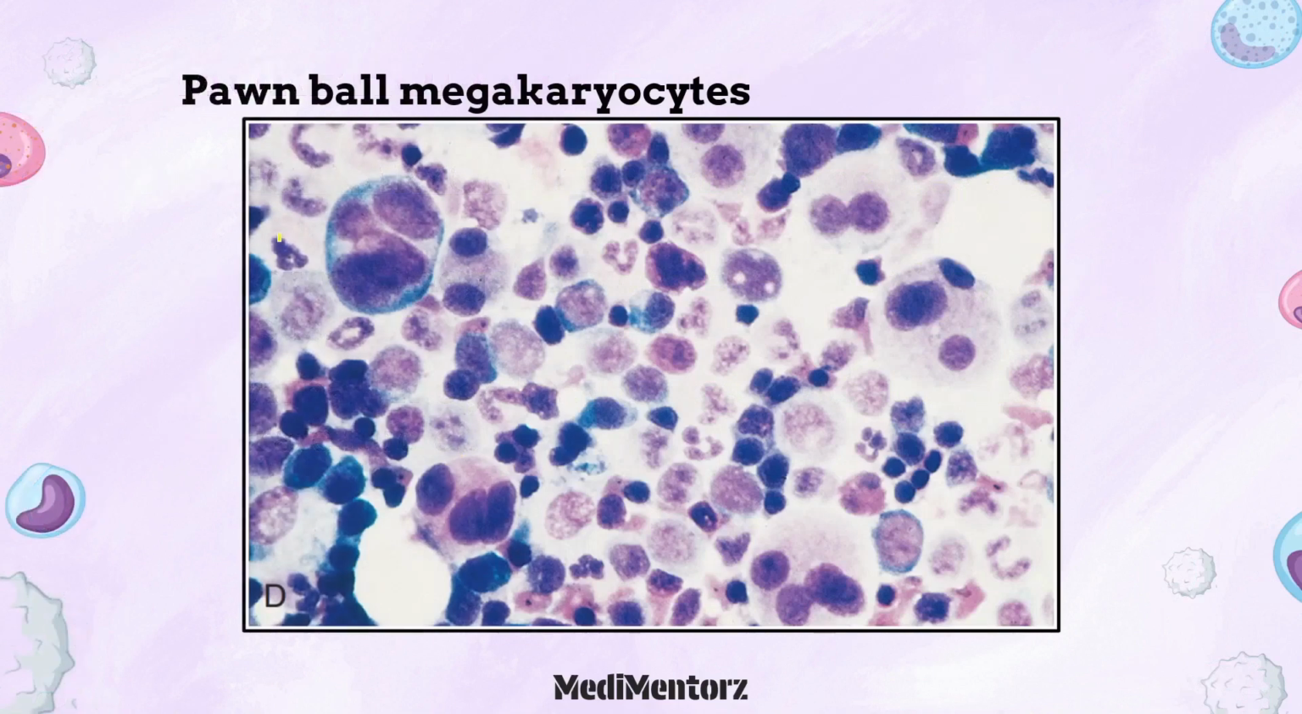So in this picture, you can appreciate presence of a large megakaryocyte with separate three nuclei, and this cell is called the pawn ball megakaryocyte.